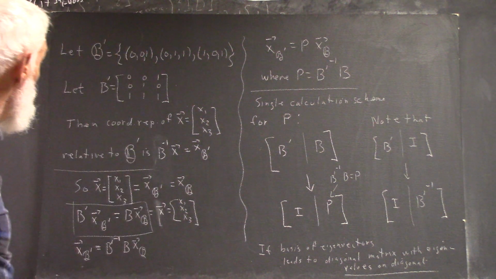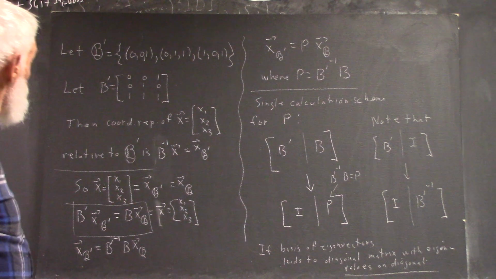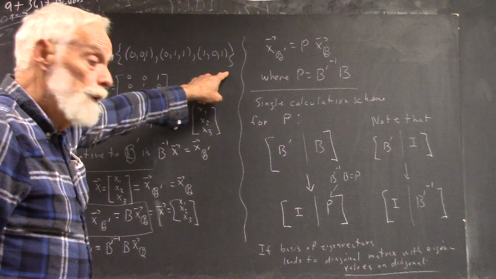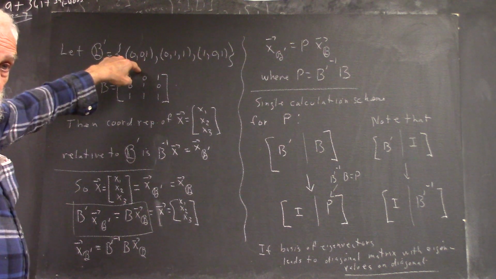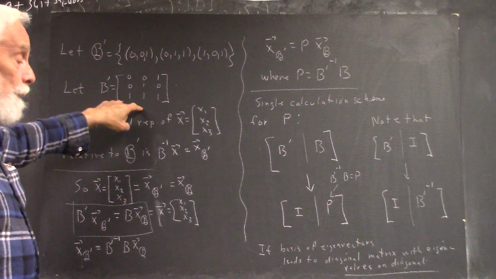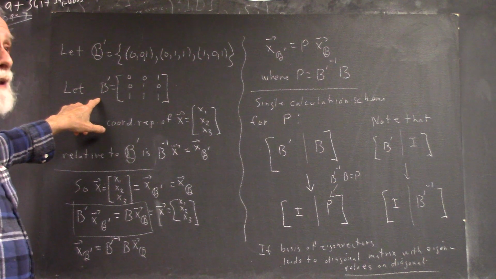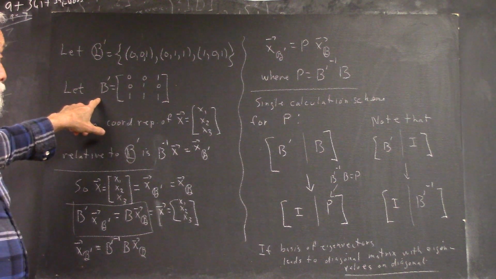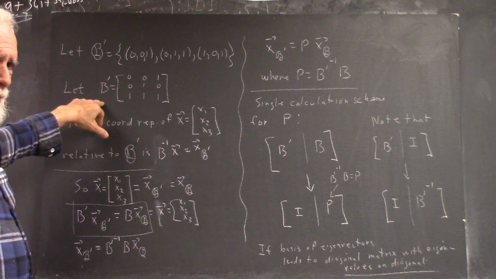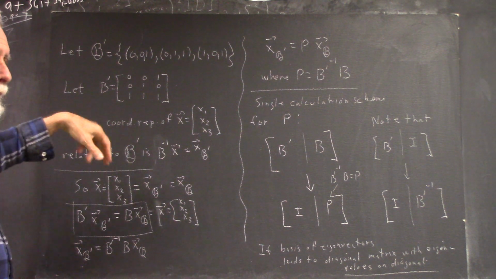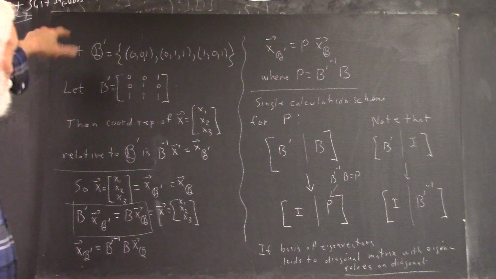So now, let's let B prime be this basis. Now that's script B prime, that stands for the basis. I'm using B prime for the matrix. Now your book uses P's for these matrices, but it doesn't use any notation for this one. So I'm going to use the B prime and the B, but not script B.